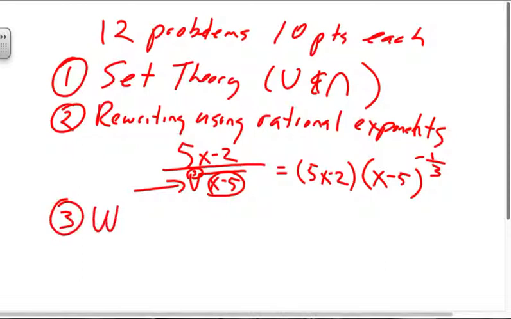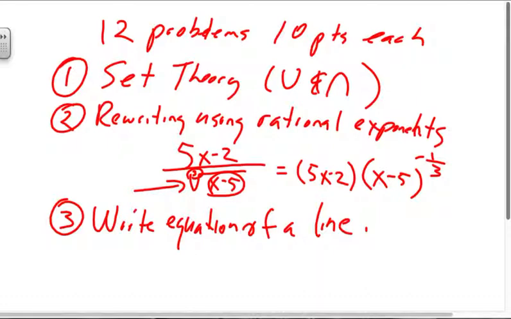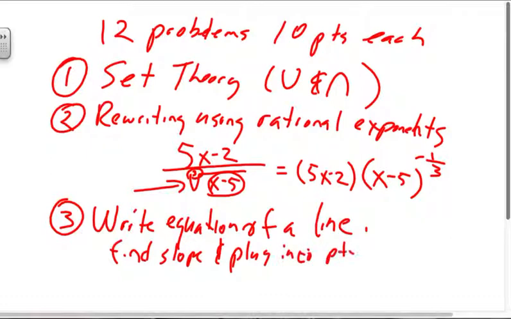Third thing, you're going to have to write the equation of a line. More than likely what I'll do is give you 2 points. And I didn't tell you what form to have it in, but if I give you 2 points, you're going to want to find the slope and plug into point slope form. Do whatever is easiest based on the problem. All right.